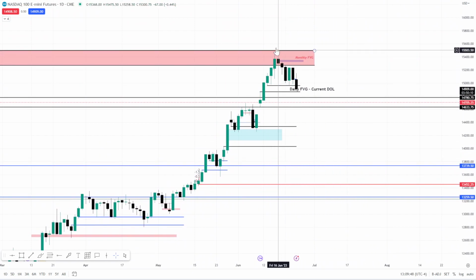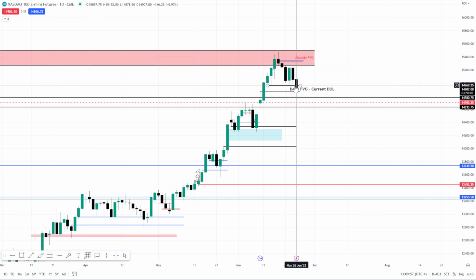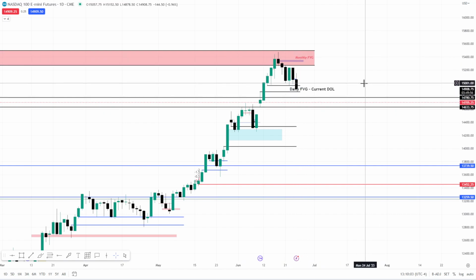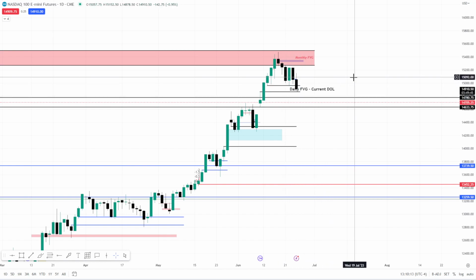What I was looking for was, since we rejected that higher time frame point of interest, we would create a bearish order block and get a candle that closes below it, and then the next candle would run into it and then reject away. We didn't get that, so we might see a return somewhere into this order block, which is possible.